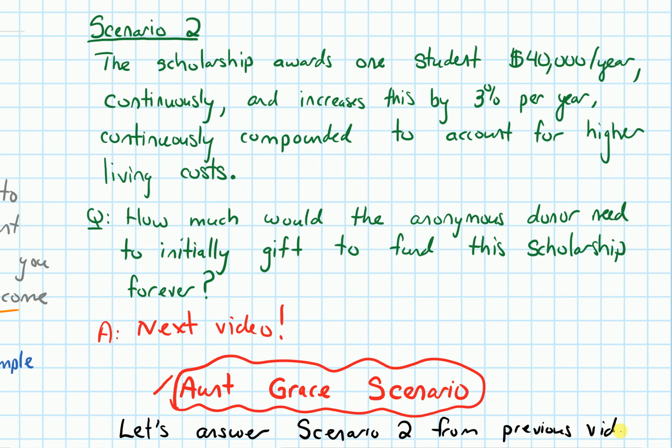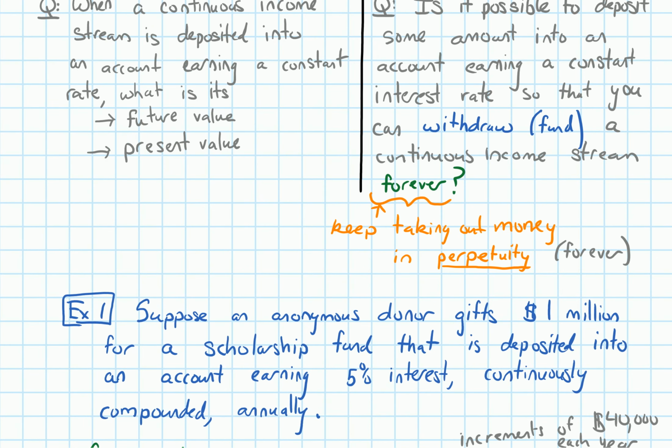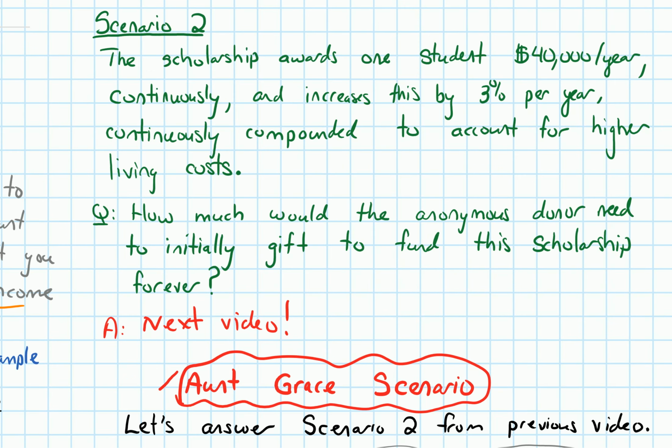So let's first remind ourselves, well, what is that scenario saying? In the initial example, there's an anonymous donor who's gifting $1 million for a scholarship fund that's deposited into an account that earns 5% interest, continuously compounded annually. But in scenario 2, it's slightly modifying that.